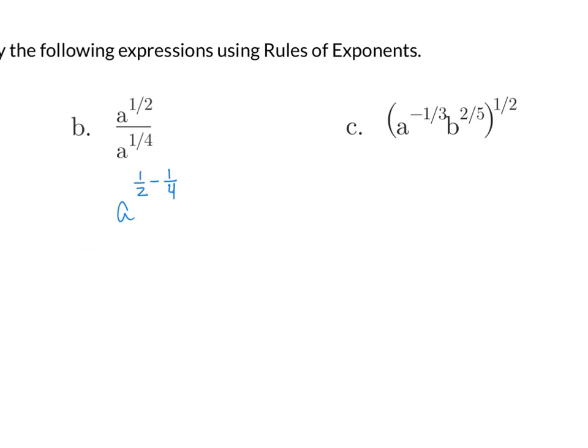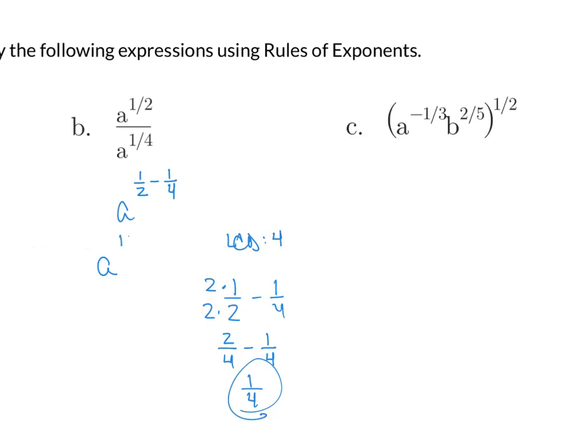So I'm just going to come off to the side. We get 1/2 minus 1/4. My LCD is 4. So the first fraction I'm going to multiply by 2. We get 2 over 4 minus 1 over 4 is 1/4. So this here is my new exponent. So a to the 1/2 minus 1/4, that becomes a to the 1/4.